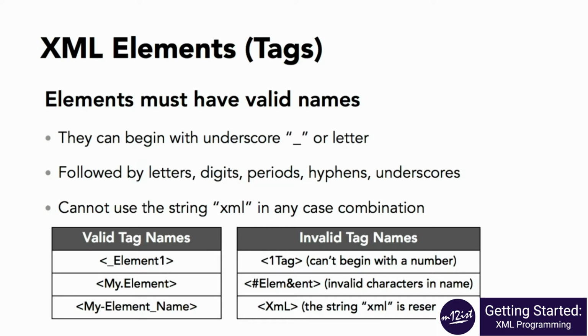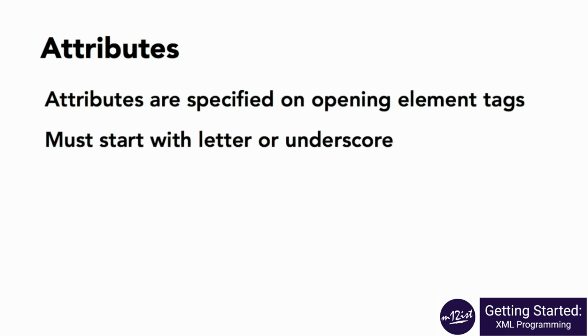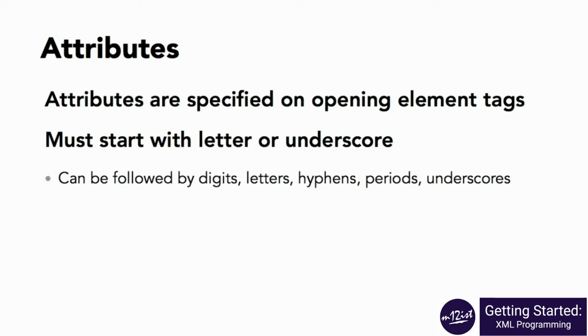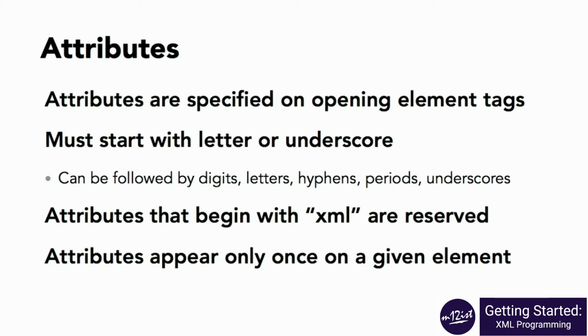Some examples of invalid tag names are here. So for example, one tag. You can't begin with a number. You can't have invalid characters in the name like hash symbols and ampersands. You can't use the letters XML because those are reserved. Attributes in XML work the same way that they do in HTML. They're specified on opening element tags only. They have to start with a letter or an underscore, and again, they can be followed by digits, letters, hyphens, periods, and underscores. And just like tag names, attributes that begin with XML are reserved. Attributes appear only once on a given element. You can't have the same attribute name over and over again.